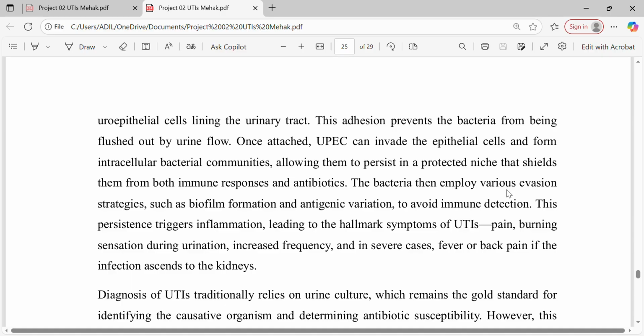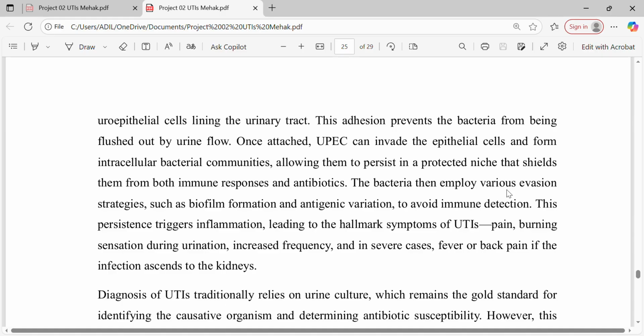The bacteria then employ various evasive strategies, such as biofilm formation and antigenic variation, to avoid immune detection. This persistence triggers inflammation, leading to the hallmark symptoms of UTIs: pain, a burning sensation during urination, increased frequency, and in severe cases, fever or back pain if the infection ascends to the kidneys.